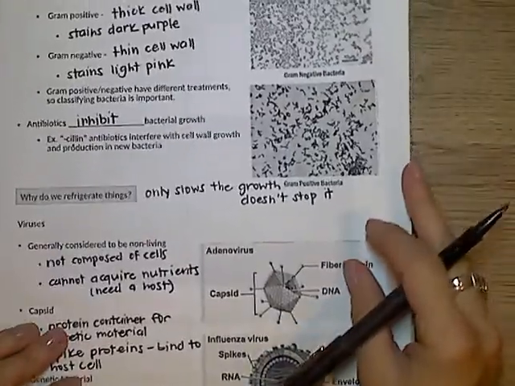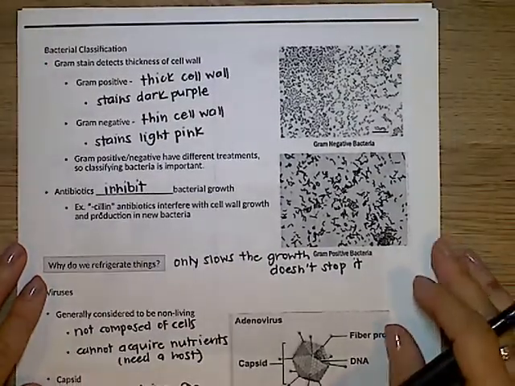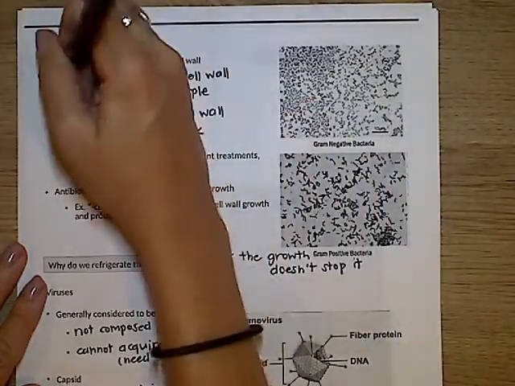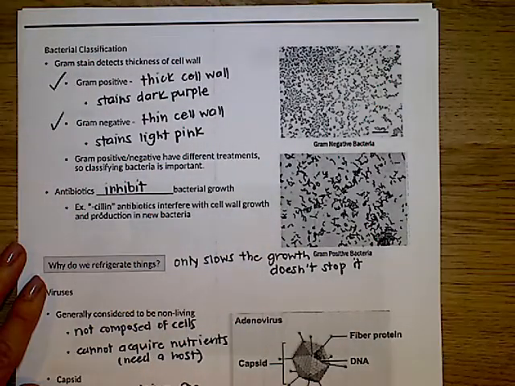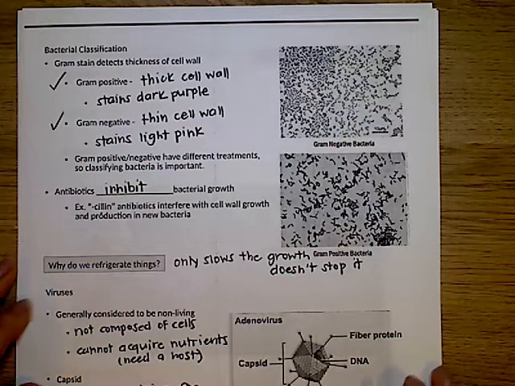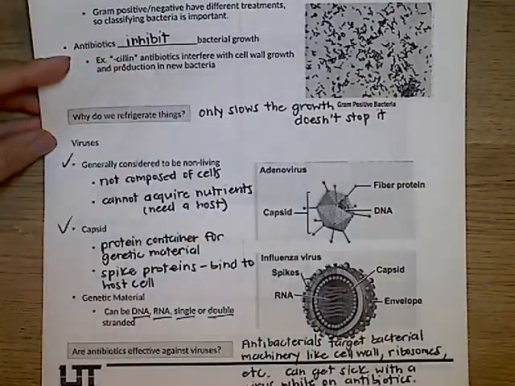All right, just a quick thing for the exam: gram positive and gram negative, and what color they stain, and whether or not they have a thick or thin cell wall. And for viruses, these are the main two things you should know.